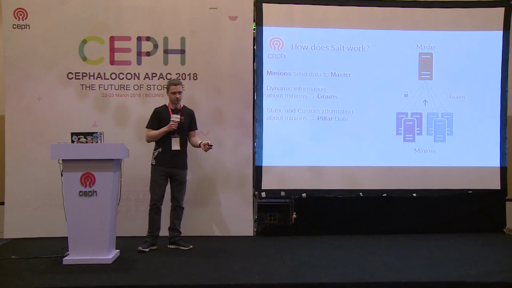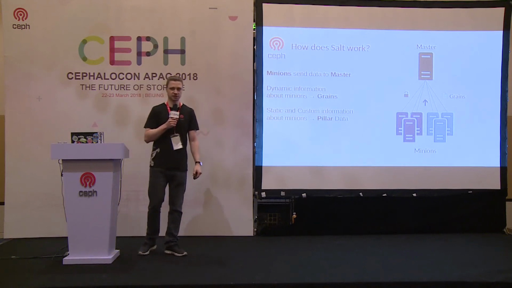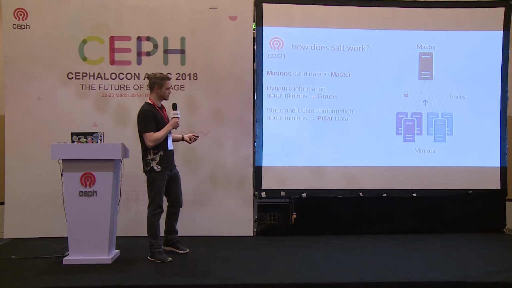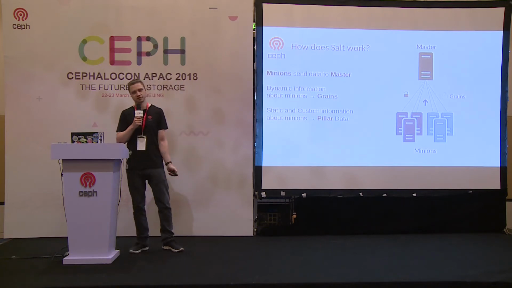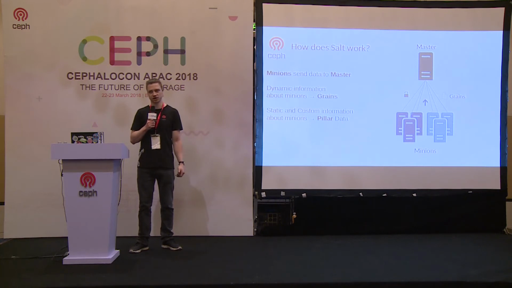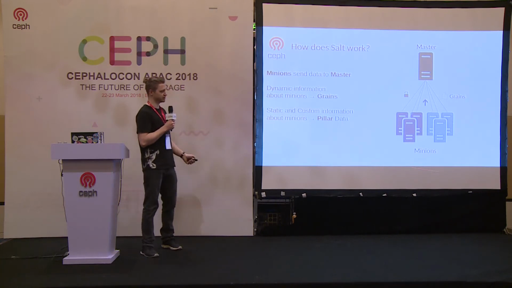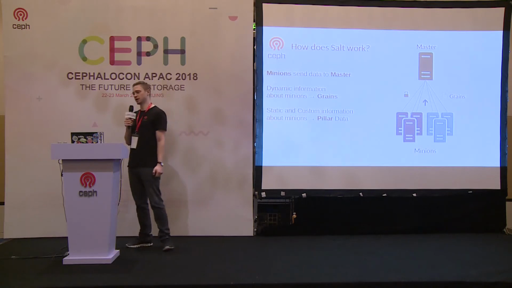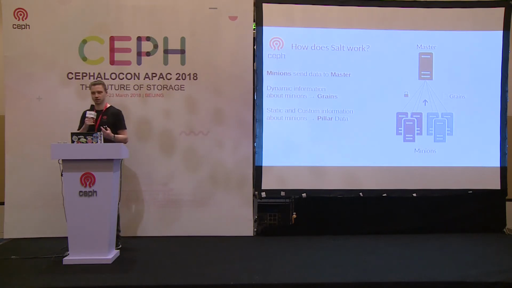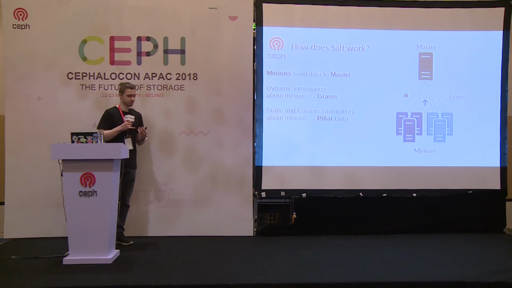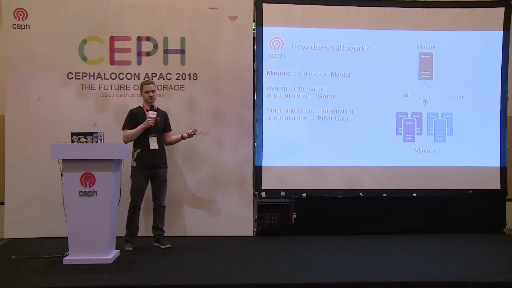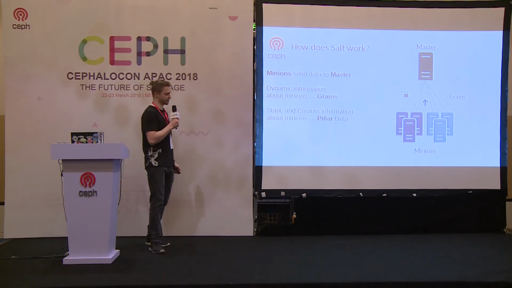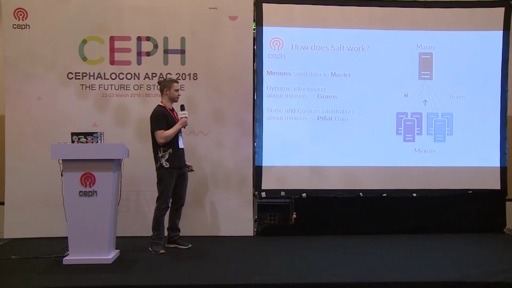There are two key principles that we get from SALT. This is not something that we invented. This also comes from SALT. First one is the grains, which is dynamic information that is being stored on the minions, as you can see here. That is typically something like what kernel am I running, what kind of SALT version am I running. There are, I think, 50 different kinds of information that can be retrieved from these grains. And those live on the minions, that's important to know.